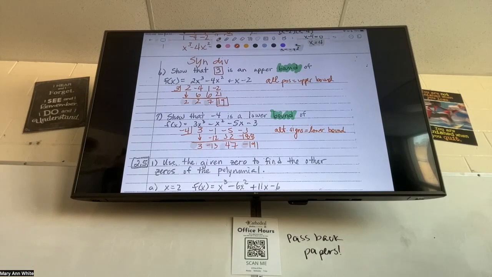Oh, yeah, Millie. What if the pattern was like positive, negative, negative? Great question. If it does something that's not all positive and not alternating signs, it's just not a bound. Good question.